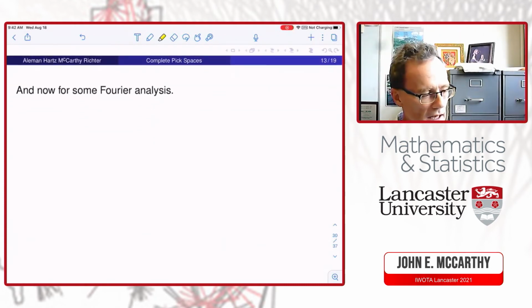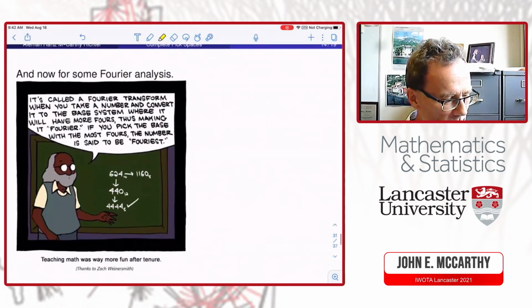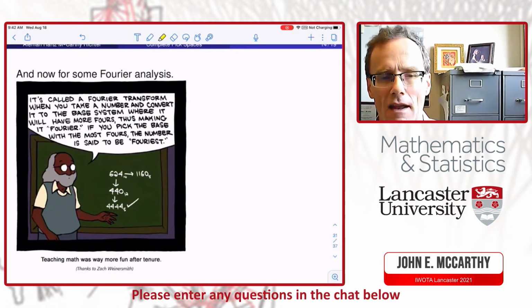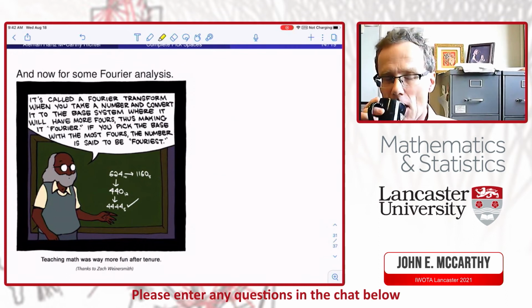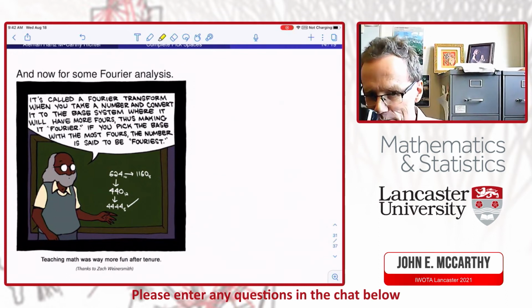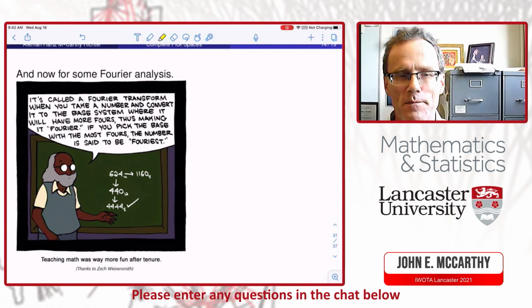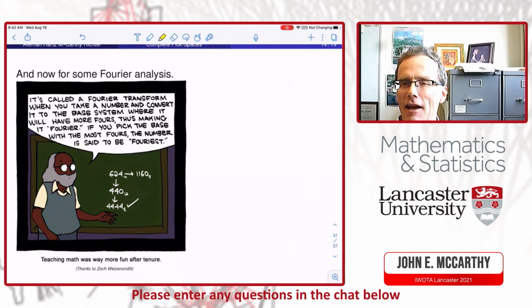Okay, so now we need some Fourier analysis. If you're bored, you can choose your favorite number and work out its Fourier transform. Moving on.